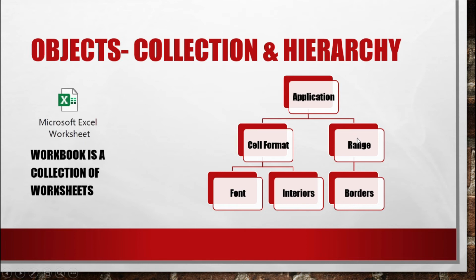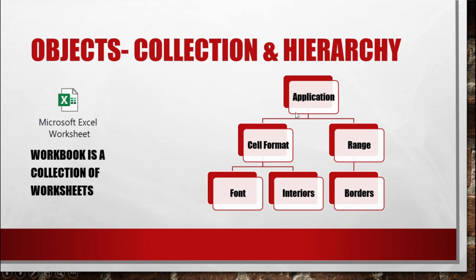I can say that range would be lower down in the hierarchy, and then in the range I can change the borders. I can make a thick border. I can remove the left border. I can add the right border. So that again comes one level down. So this is the understanding of the collections and the hierarchies.